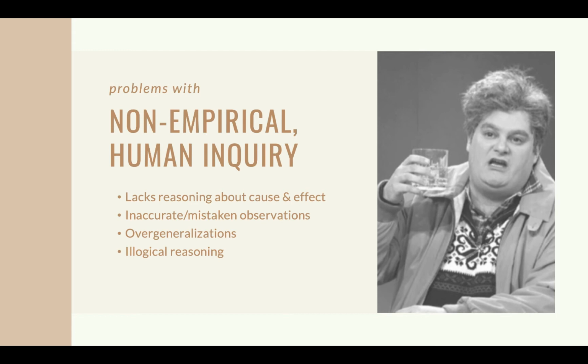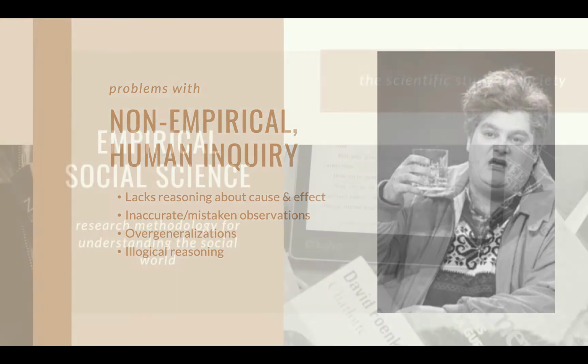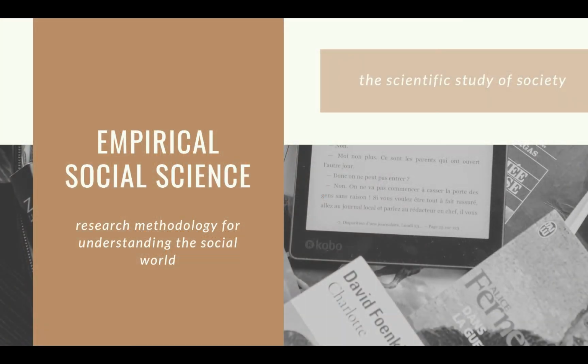So these overgeneralizations are not empirical scientific inquiry. We're not looking for patterns with normal human inquiry. We just take one observation, and that's not what we're trying to do. We're trying to explain society, social behavior, and we can't do that with one observation. Empirical social science is trying to understand society or the social world using research methodology.